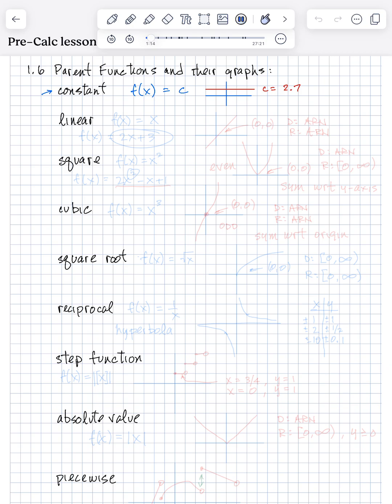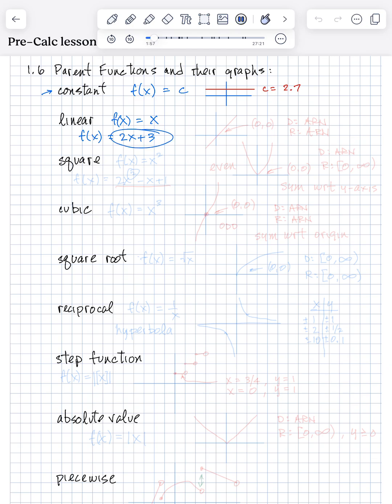The next one we're going to look at is linear. This is f of x is equal to x. This is the parent function of a linear. It could be in several forms. We could have, say, f of x is equal to 2x plus 3. This is still a linear because the parent function is f of x is equal to x. That's the parent function. Even though it looks like this, it still has the parent function, f of x equal to x.